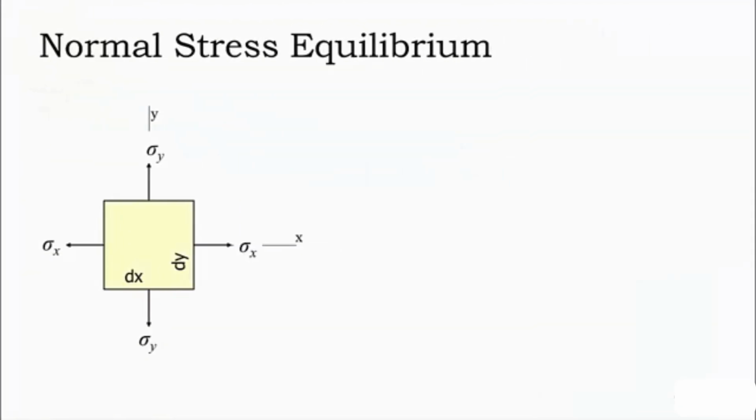Here we have redrawn our element with only the normal stresses applied. Let's look first at horizontal force equilibrium. If we look at some of the forces in the horizontal direction, with the right direction being positive, we know they have to sum to zero.